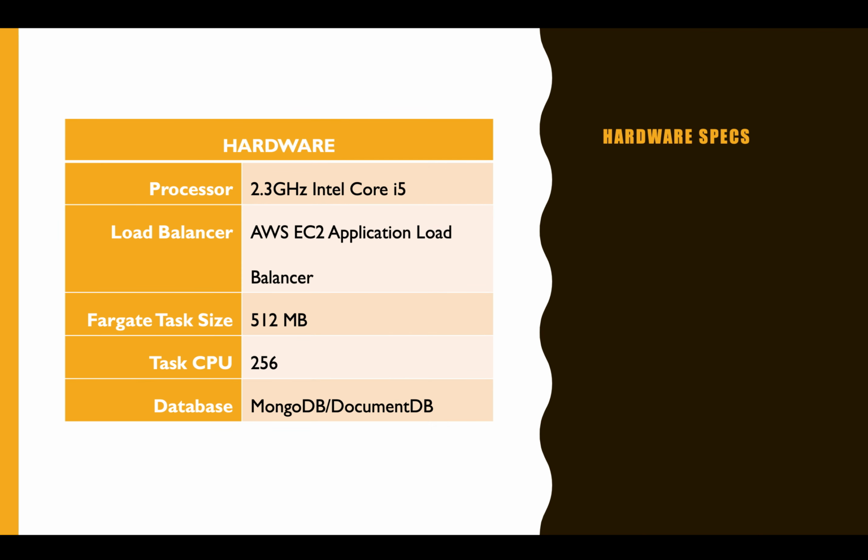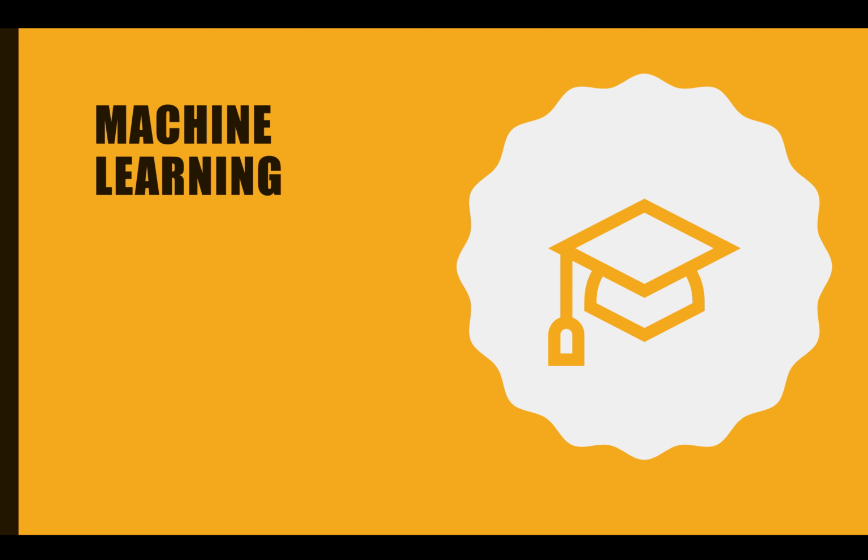And the hardware that I used to build it is a 2.3 gigahertz Intel Core i5, and then the load balancer is the EC2 application load balancer. The Fargate task size is 512 megabytes. The task CPU consists of 256 units, and the database is MongoDB.